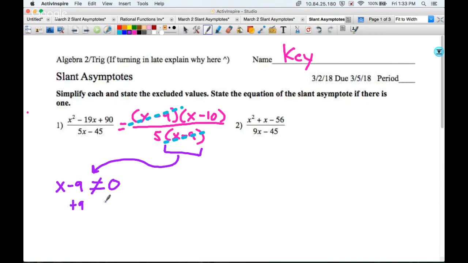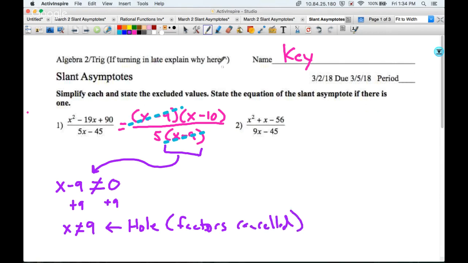When I add 9 to both sides, we get that x cannot equal 9. So this is my excluded value, and it's a hole specifically. So specifically a hole in the graph because the factors canceled.